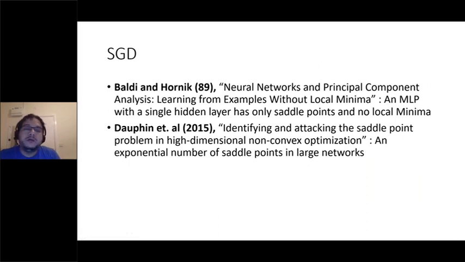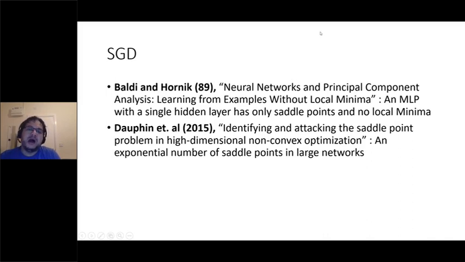So these are sayings from experts and researchers in neural networks, in a book or a paper. An MLP, multi-layer perceptron, with a single hidden layer has only saddle points and no local minima. Well, this is the opinion of these authors. They say that most of the time it's saddle points when we have an MLP with just one single layer, and one global minimum. When we say there is no local minima, it means there is one global minimum. This is a powerful statement.